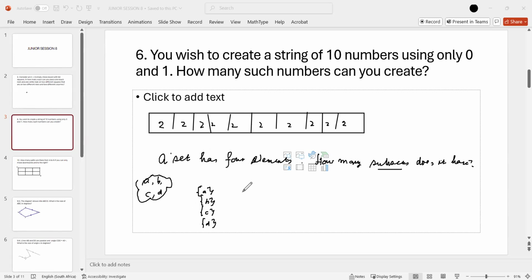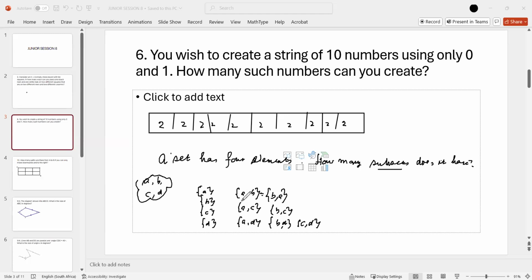Or you can have a subset which has got 2 elements. So you got AB. You don't have to put BA now because BA is the same as AB. It's the same set. It's got the same elements. So you can have AB, or AC, or AD, or BC, BD, or CD.